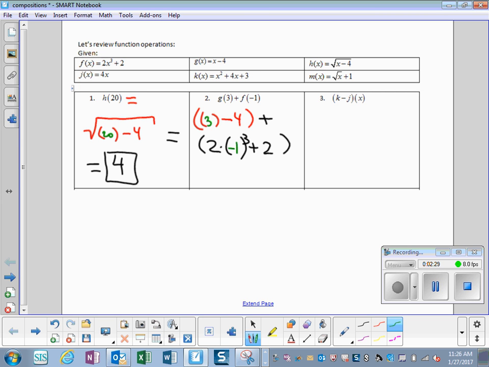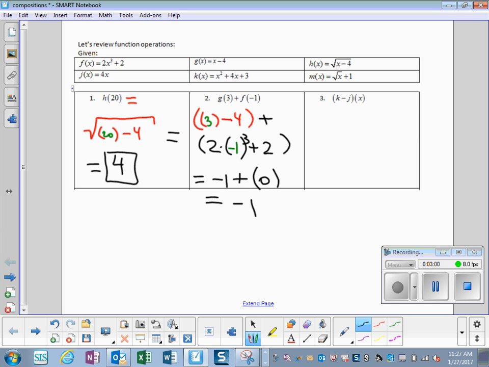And now I just evaluate this expression, right? So remember our formulas, parentheses, exponents, multiply, divide, and add, subtract. So what do I do first? I calculate what's inside the first parenthesis. 3 minus 4 is negative 1. And then I have plus 2 times negative 1 cubed, which is negative 1 times 2, negative 2, plus 2, 0. Negative 1 plus 0 is negative 1.